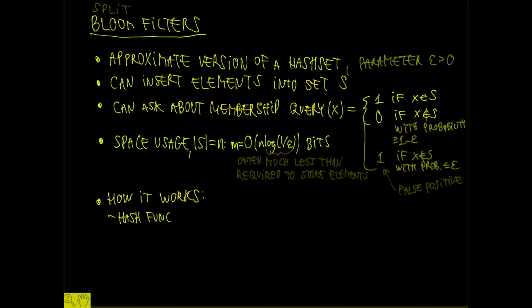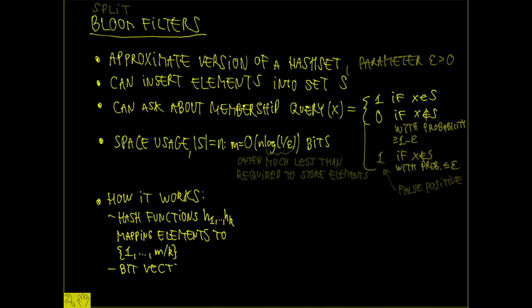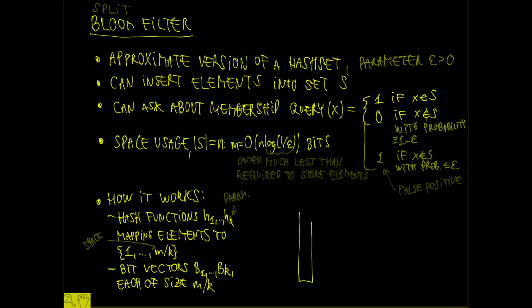Split Bloom filters work as follows. Let's denote the space usage by m. We're going to use k hash functions for some parameter k, each of which maps elements to a range of size m divided by k. So 1/k of the space usage, and we are going to have k bit vectors that each use m over k bits. So total space is m bits. So the bit vectors look something like this.